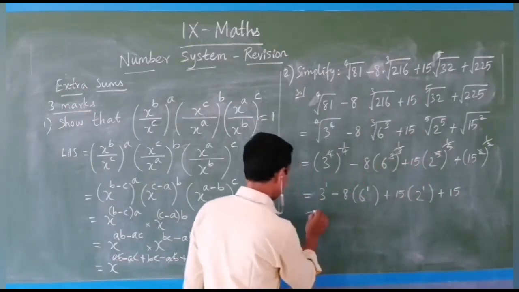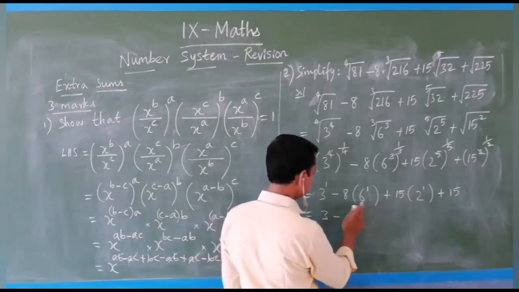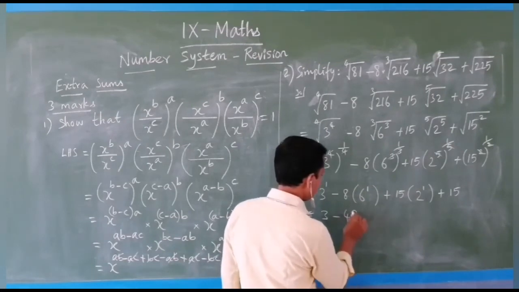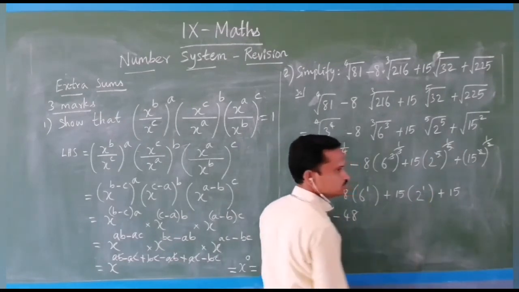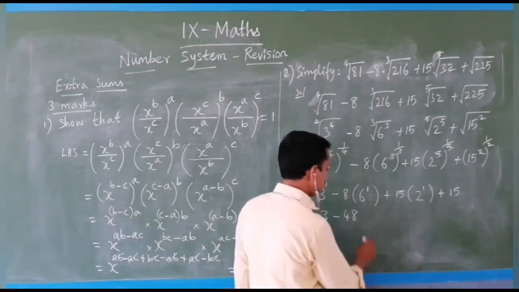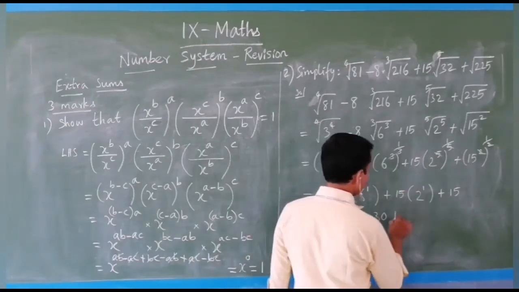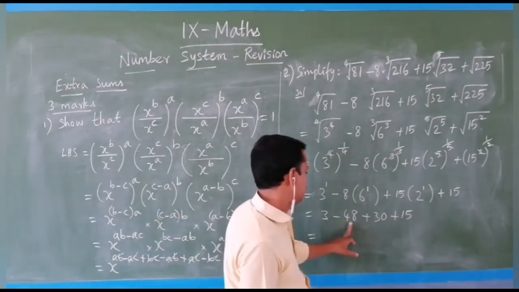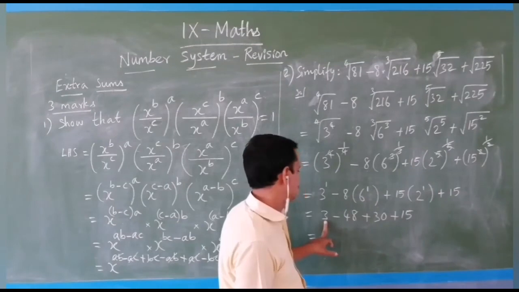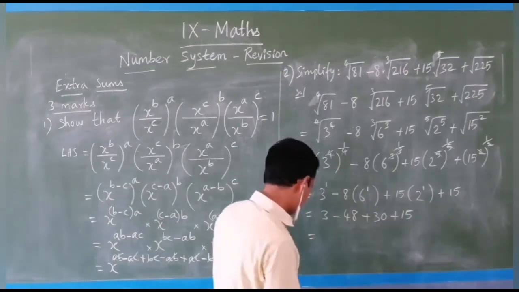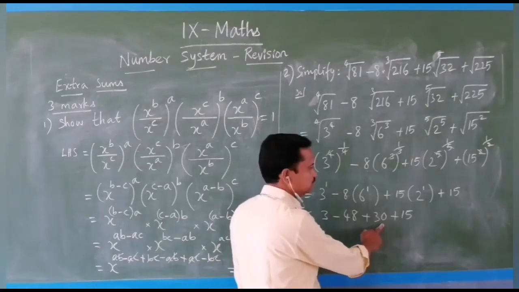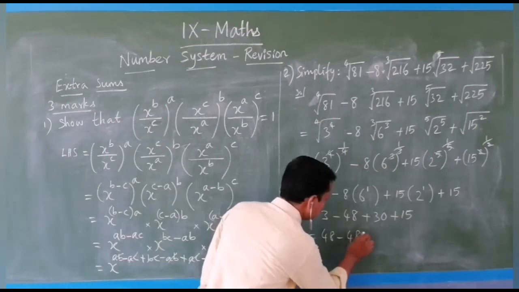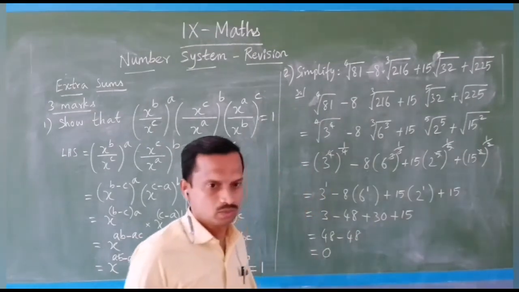Now 3 power 1 is 3, minus, this is 6 power 1, so 6 only, so 8 into 6, 48, and here 2 power 1 is 2, so 15 into 2, 30, so plus 30, and this is plus 15. You see here this is minus 48, and positive numbers are there, 3, 30, 15. You add all these, 3 plus 30, 33, 33 plus 15, 48. So 48 minus 48, the answer is 0. Okay.